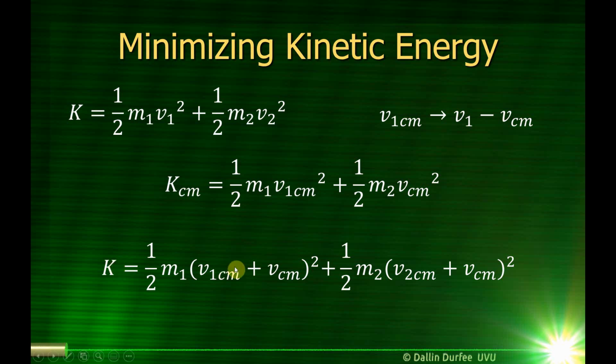But let's now find the kinetic energy in the other frame, not the center of mass frame, but let's write it in terms of velocities in the center of mass frame. If velocity 1 in the center of mass frame is velocity 1 minus the velocity of the center of mass, then velocity 1 is going to be velocity 1 in the center of mass frame plus the velocity of the center of mass. So here's the kinetic energy in the original frame, and we want to see how that compares with the kinetic energy in the center of mass frame.